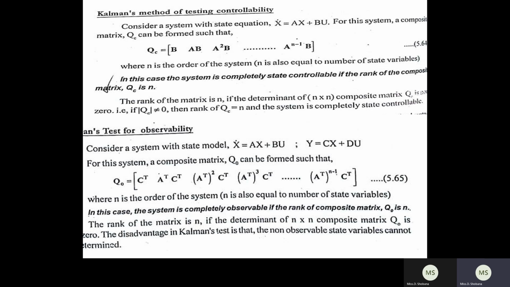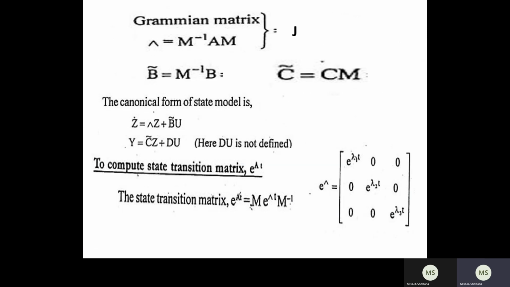Similarly, for observability, Qo will be [C transpose, A transpose C transpose, (A transpose) squared C transpose, ...], going up to various values of n. Here also the determinant of Qo should not be equal to 0, and the number of state variables should be equal to the rank of the Qo matrix. Then it will be completely observable, otherwise not observable. Like that we can determine the controllability and observability for Gilbert's test and Kalman's test.